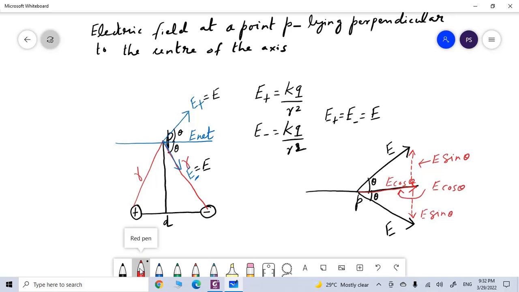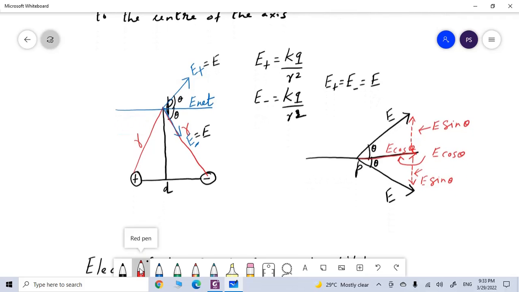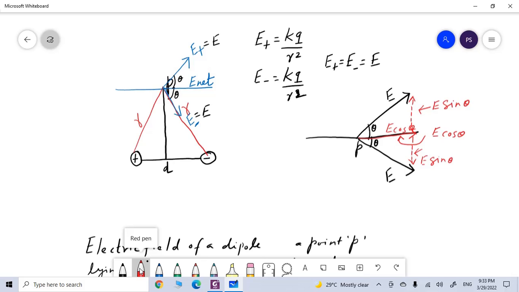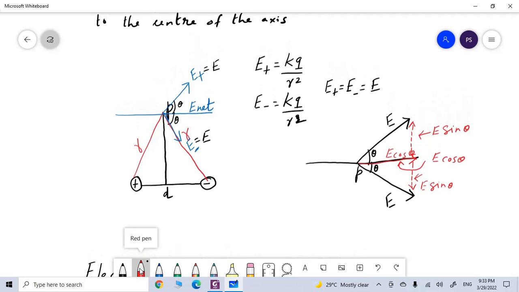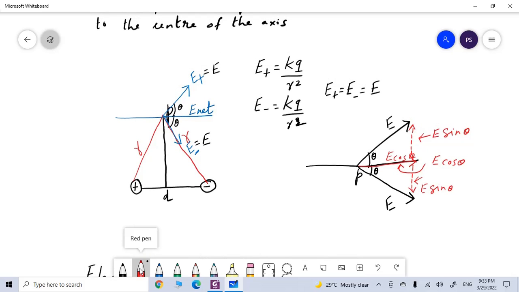We can easily see and understand that this E sin theta and this E sin theta are directed opposite to each other, meaning they are going to eat up each other. So they are going to get cancelled. Okay. So we are going to have a situation where the E cos theta prevails. So the net electric field, that's what we are looking at. So let me write it down here.